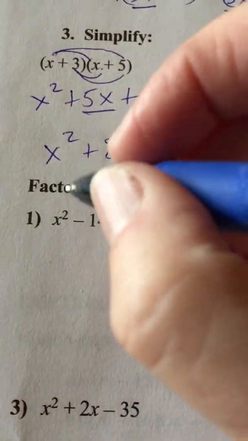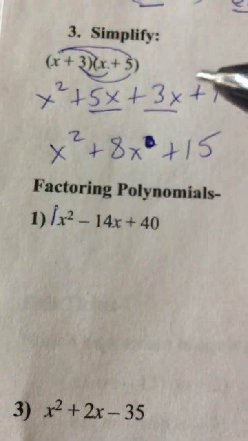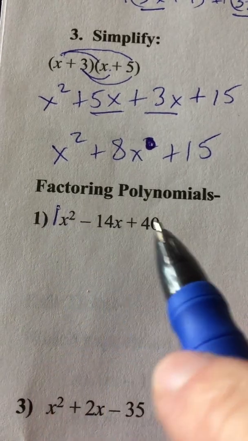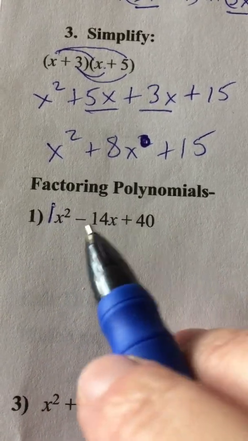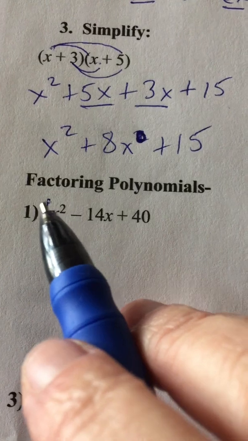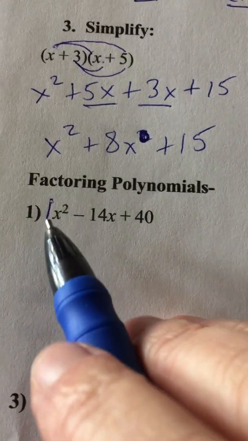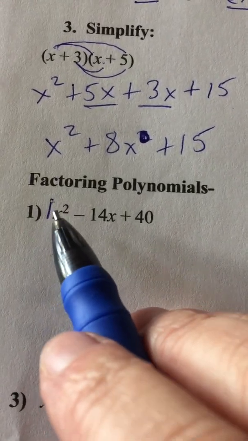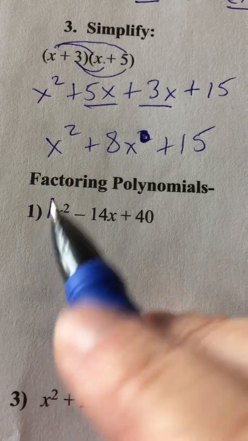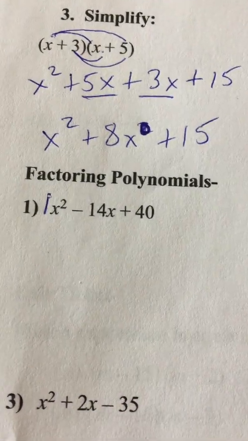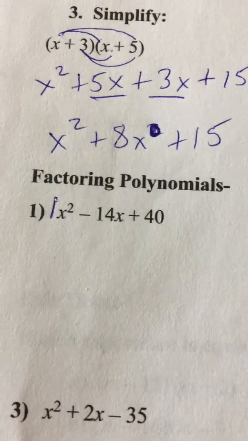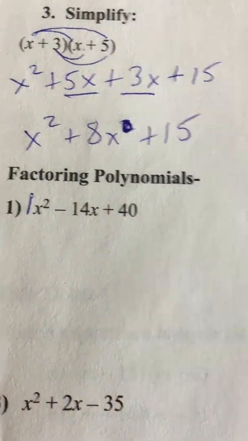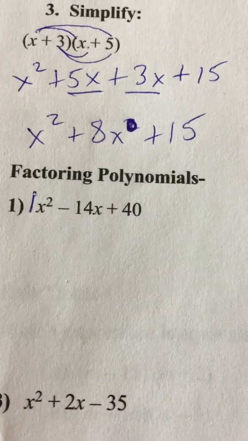There's a 1 sitting in front of this x squared. And now I'm going to look at the big numbers, the 1, the 14, and the 40. Well, 2 will go into 14 and 40 evenly, but 2 won't go into 1. And since there's a 1 in front of this one, the only number that will go evenly into all three numbers is a 1. So there is no GCF that I can pull out because pulling out a 1 doesn't do me any good.